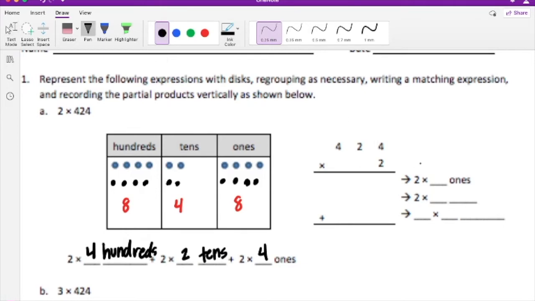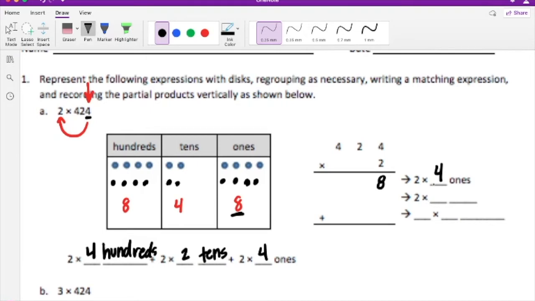So they started with the ones. We did 4 ones times 2, right? This number has 4 in the ones place. We did that 2 times. 4 ones times 2 is 8 ones. 8 ones equals 8.